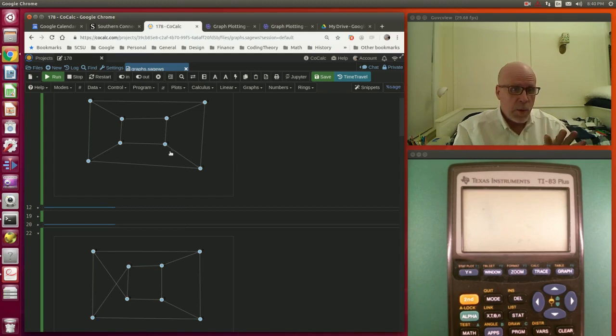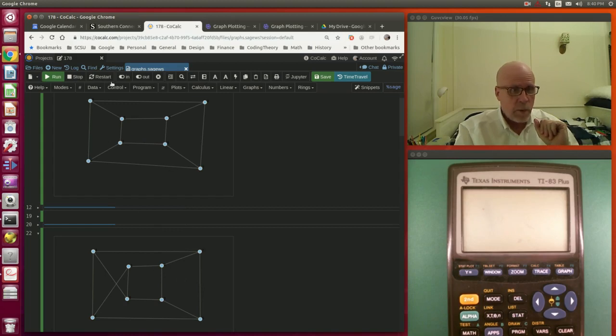Let me point out some other invariants that these guys share, but you might not have even thought to check for. Look how many edges are there. There's 12 in each of them. Count them up. There's 12.